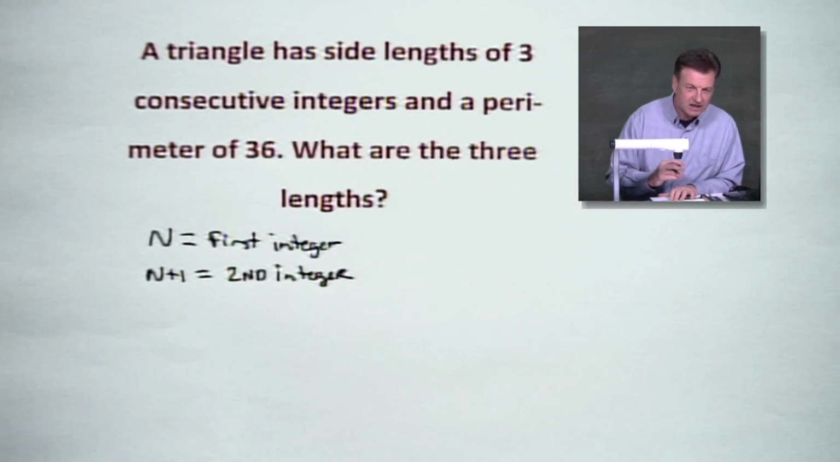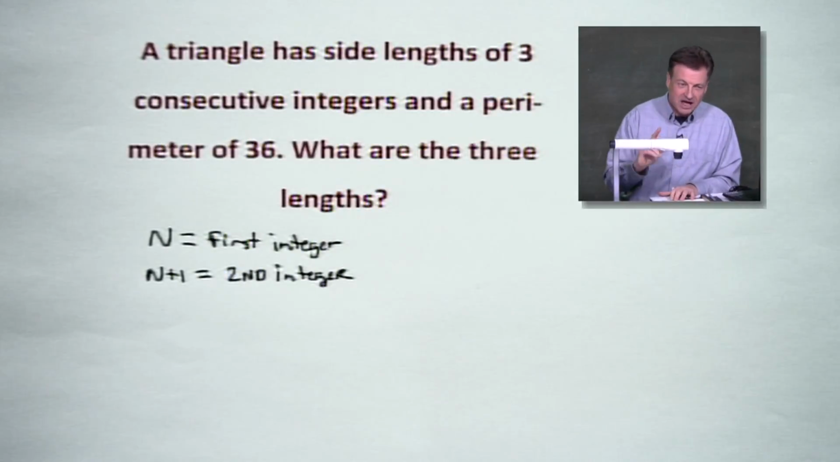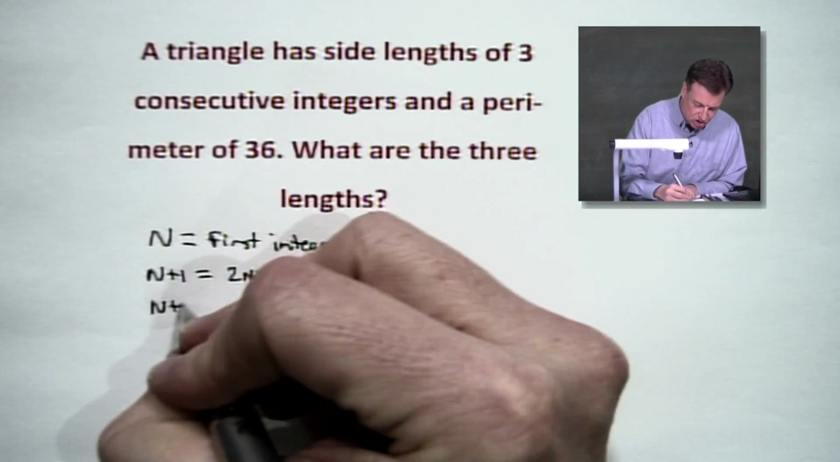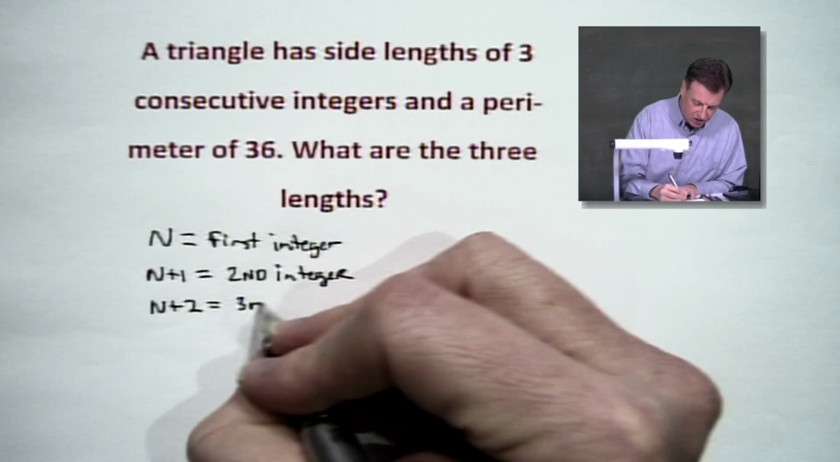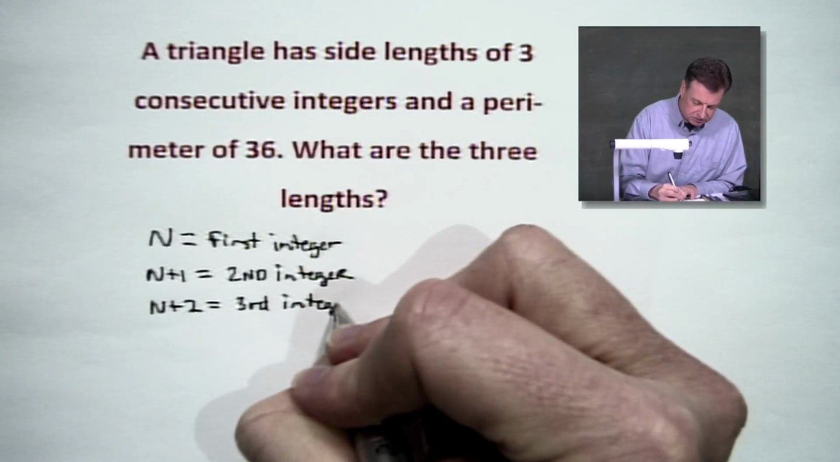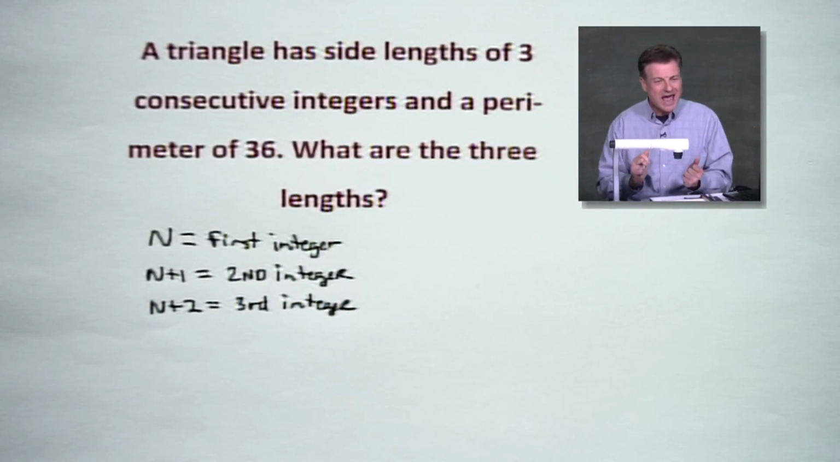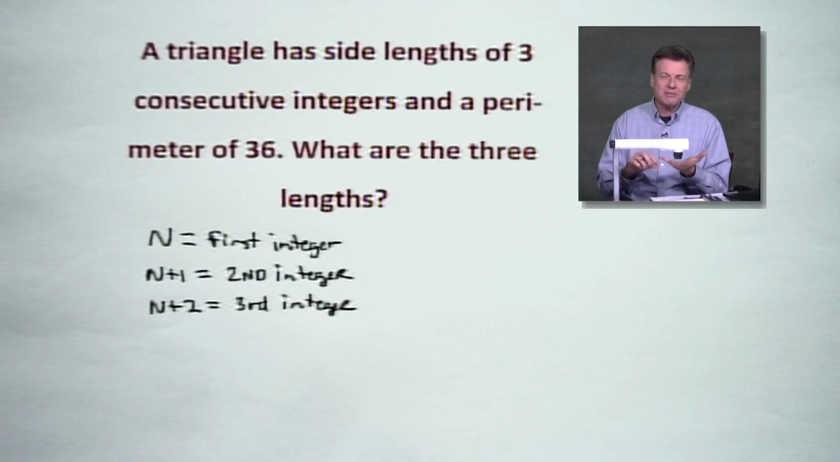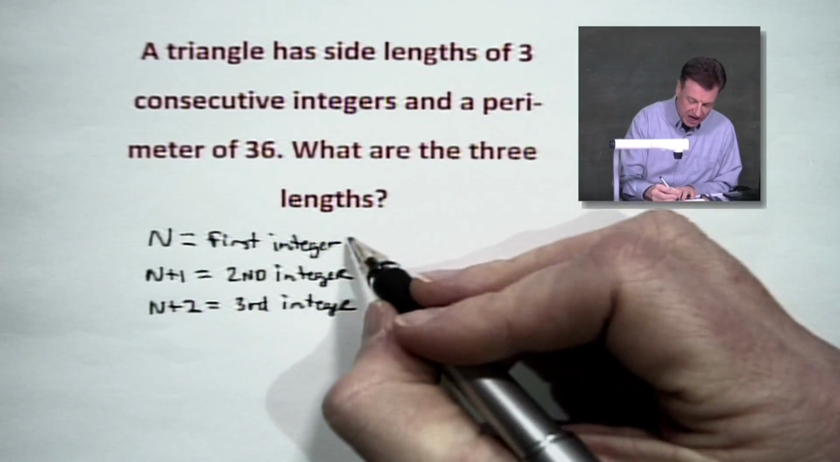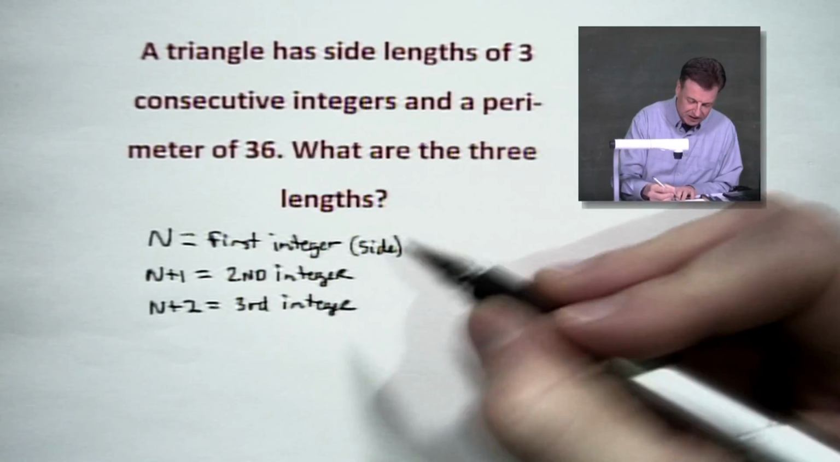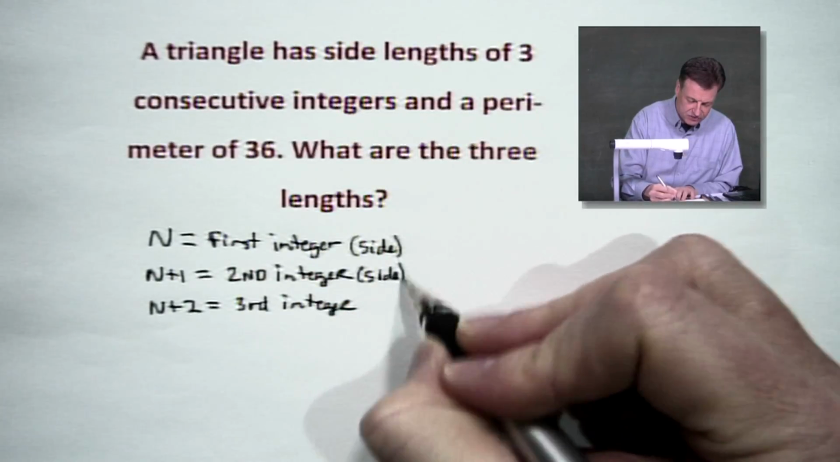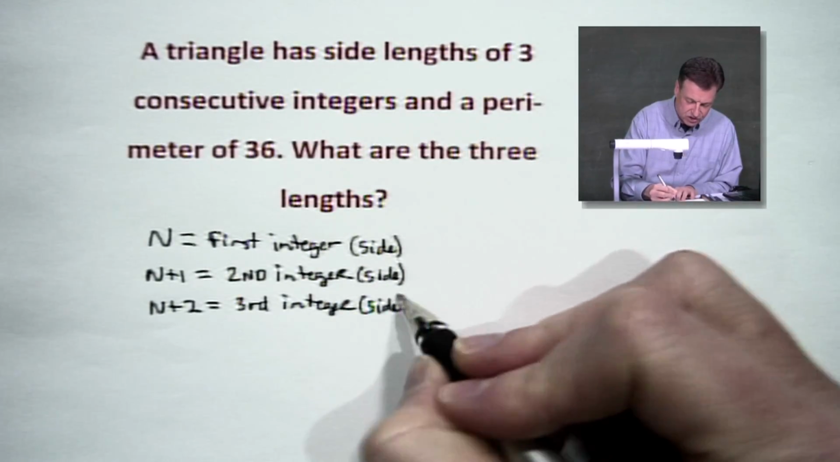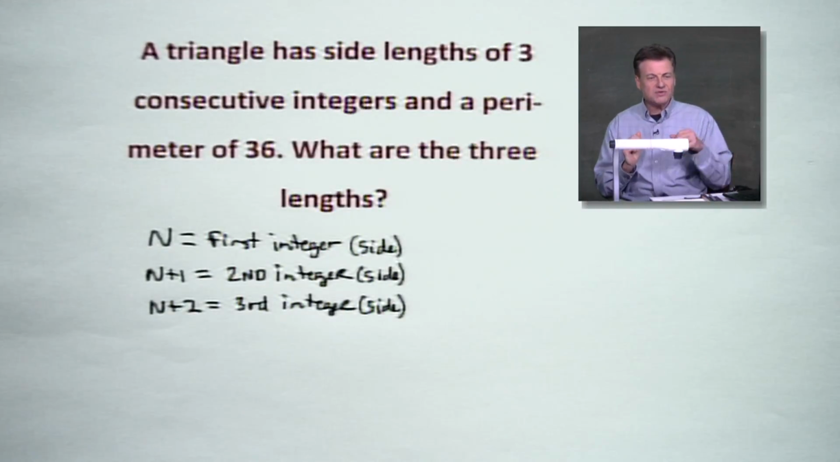Everybody go with me? Let's go one more notch: n plus 2, and that would be the third integer. So what happens with these things? It says the perimeter is 36. Now, folks, when we take the perimeter of a triangle, we add all 3 sides together. So this is the first integer, actually this is a side, this is a side, and this represents a side. They are integers, but they also represent sides, one right after the other, increased by 1 each time.